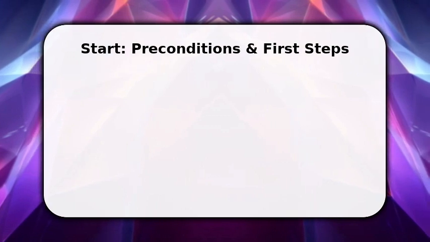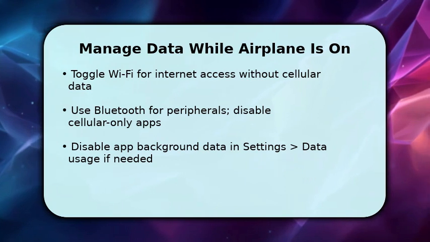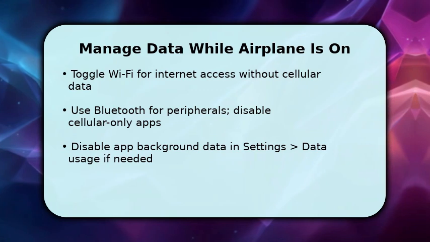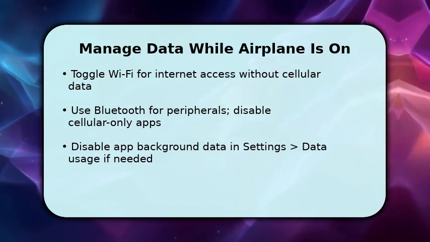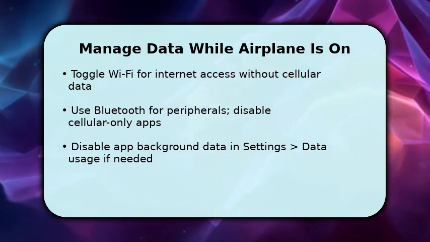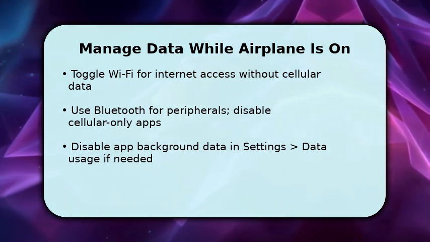Now manage connectivity. After Airplane Mode is active, enable Wi-Fi if you need internet through a network without mobile data. Make sure Bluetooth is on only if you require headphones or peripherals. Next, review apps that assume cellular access. Force stop or disable cellular only sync to avoid errors.